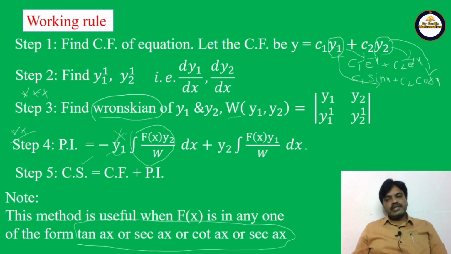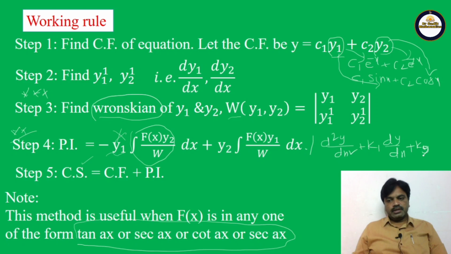Once again, friends, what is the differential equation form here? Simply d square y by dx square, a second order linear equation, plus k1 dy by dx plus k2 y, that is equal to f of x. So here it is a second order linear differential equation with constant coefficients. I want to find the solution of this equation, friends.